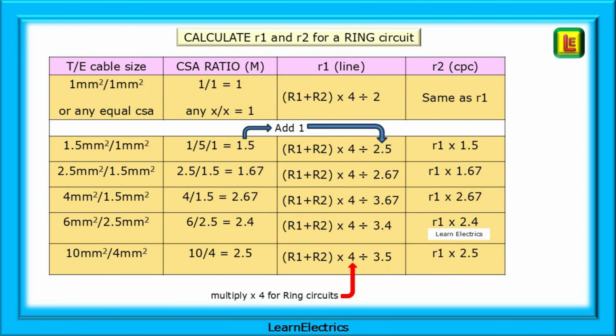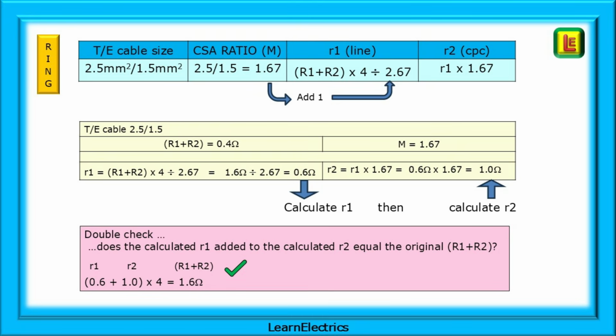Almost the same table as before, but this time for a ring circuit. The significant change is in the calculation for little r1. This time we must multiply big R1 plus R2 by 4 before dividing by 1 plus the multiplier, as we need to account for the parallel resistances. Again, pause the video and check out the differences between ring and radial calculations. And now follow the ring circuit calculation.